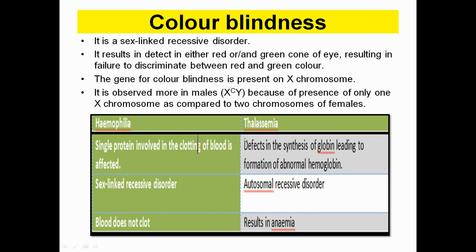The difference between hemophilia and thalassemia is very, very important. When a single protein involved in the clotting of blood is affected, it is referred to as hemophilia. And in thalassemia, there is a defect in synthesis of globin, leading to the formation of an abnormal type of hemoglobin. Hemophilia is sex-linked recessive, and thalassemia is autosomal recessive. In hemophilia, blood does not clot at all, and in thalassemia, it results in anemia. As the word thalassemia refers to anemia.